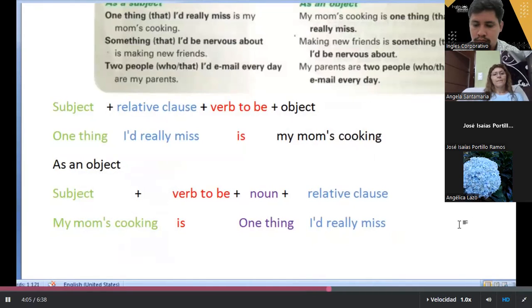All right, and that's basically what happened. Just a couple of things changed. Number one, we had to change the object of our previous sentence to be the subject of our new sentence. So, my mom's cooking. And then that followed the verb to be. So the verb to be follows the subject. My mom's cooking is one thing I really miss.